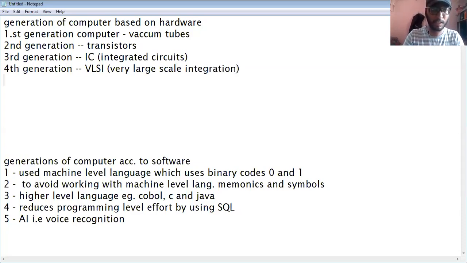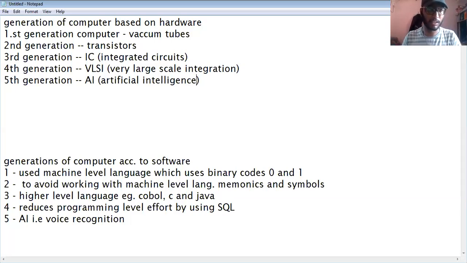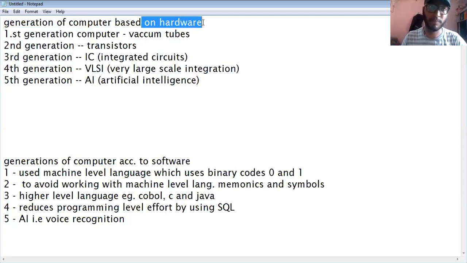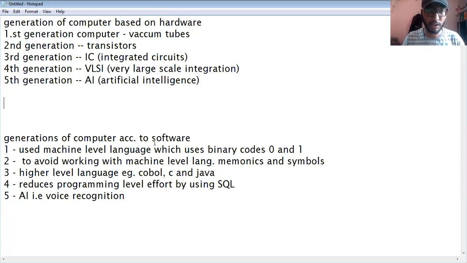And in the fifth generation, that is the final generation, they started using AI, which is known as artificial intelligence. These were the 5 generations of computer based on your hardware. Now next is generations of computer according to your software. These two are both different things. That was based on hardware, and this is based on software.